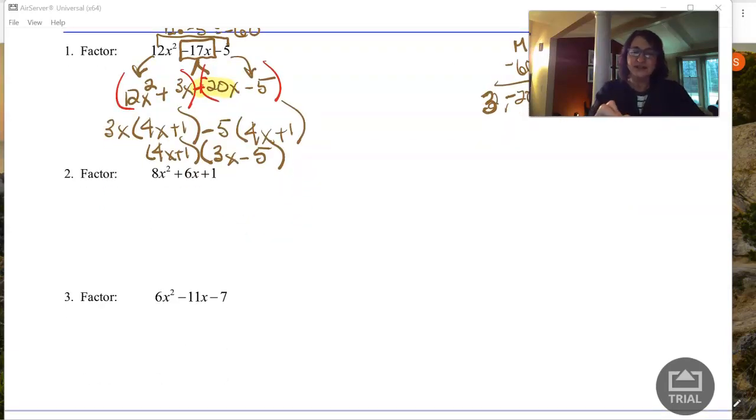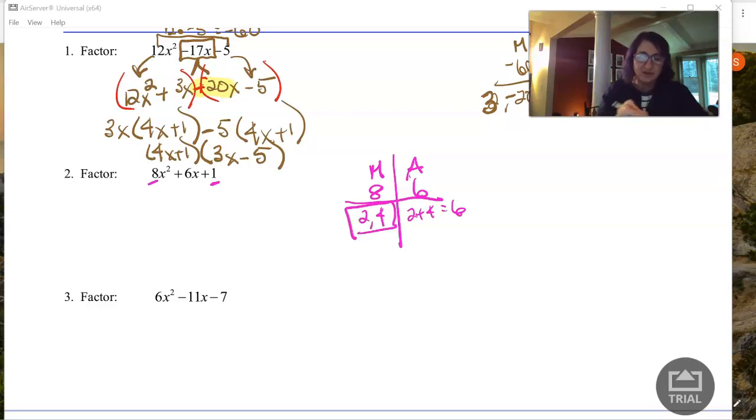So I'm going to take 8 times 1, which is 8. So I'm looking for what can I multiply that gives me 8, but then it's going to add to 6. All right, that's not too tough. How about 2 and 4? 2 times 4 is 8. 2 plus 4 is 6. So I'm going to use these two factors to split the middle term.